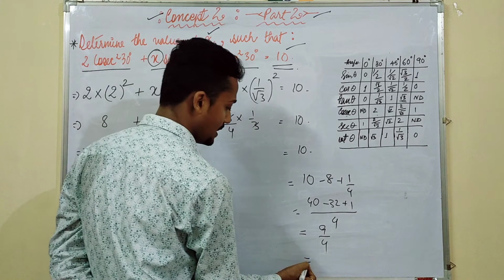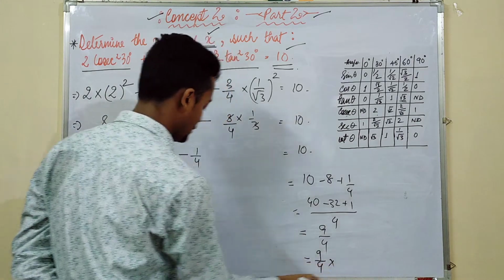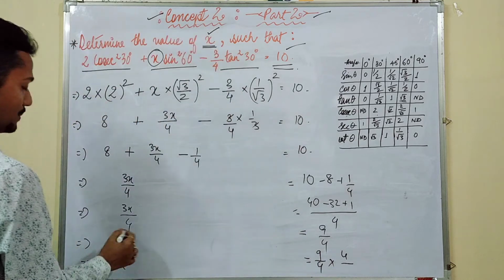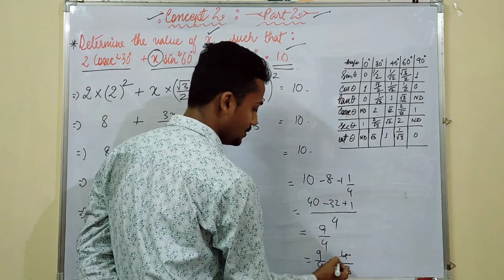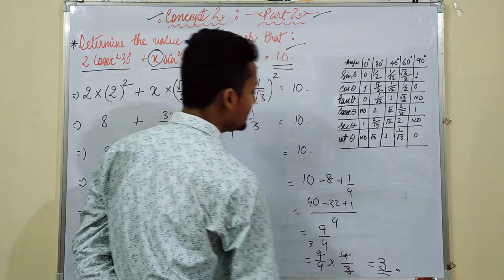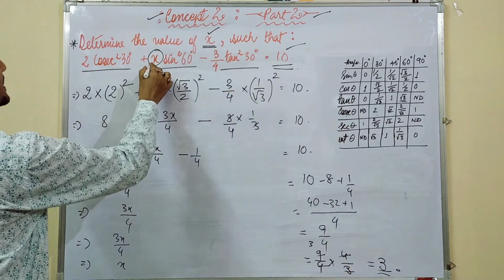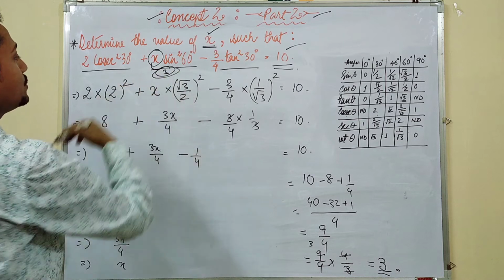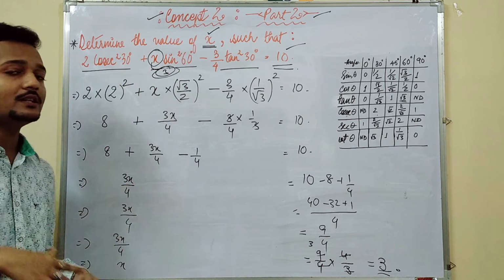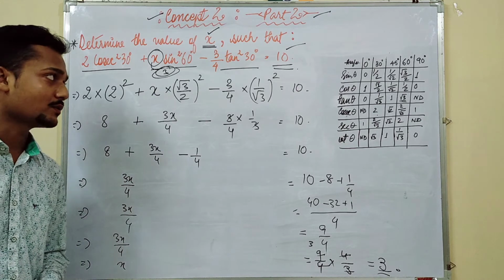Or x is equal to how much? 9 by 4 into this 4 will be going up and this 3 will be coming down. So 4 cancel, 3. That means the required answer is 3. That means x is equal to 3. I hope you have understood this much. Quickly note it down, then we are going to move on to the next question.